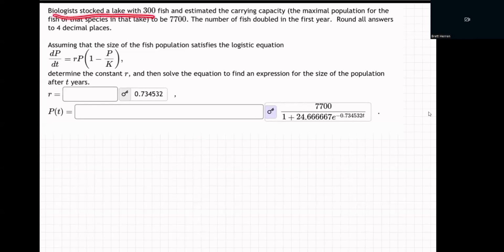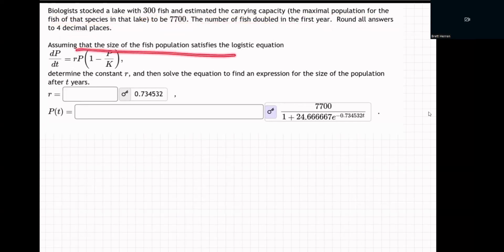Biologists stocked a lake with 300 fish and estimated the carrying capacity, the maximal population for the fish of that species in that lake, to be 7,700. So they put 300 fish in there. They're thinking the most that lake can handle is 7,700. The number of fish doubled in the first year. Round all answers to four decimal places.